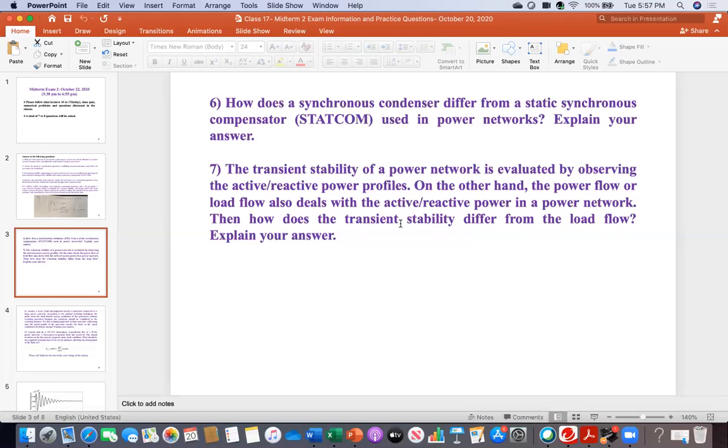So therefore, as you know, transient stability is only for the transient situation, only during the fault. The period of interest is only 5 to 10 seconds. On the other hand, load flow is for steady state. That is the difference. You just need to tell that although load flow deals with active and reactive power, it is for the steady state condition, and transient stability is for the transient condition only. The period of interest is only 5 to 10 seconds, or maximum 20 seconds, not more than that.